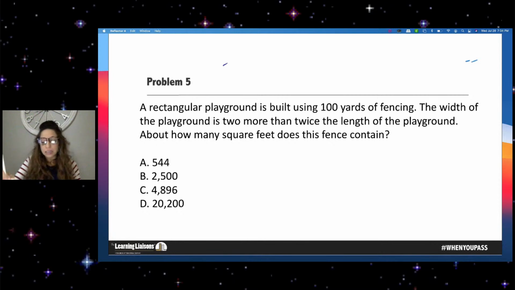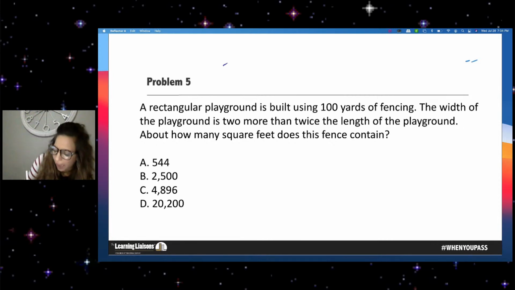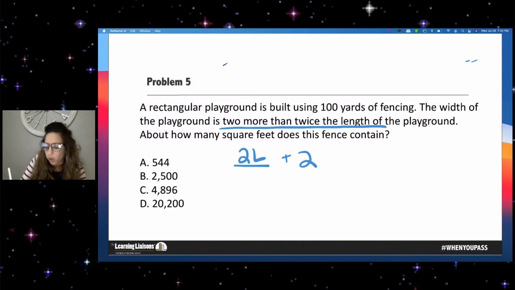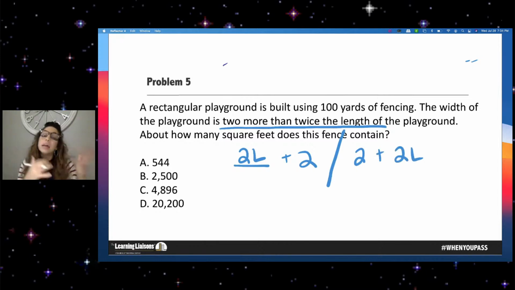Now, with addition, it doesn't matter. So we had 2 more than twice the length. So I did something plus 2, which turned out to be 2L plus 2. But you're wondering why I didn't do 2 plus 2L. Now, again, addition is commutative, so it doesn't matter in this specific case which one I do. But it does matter when it's subtraction.